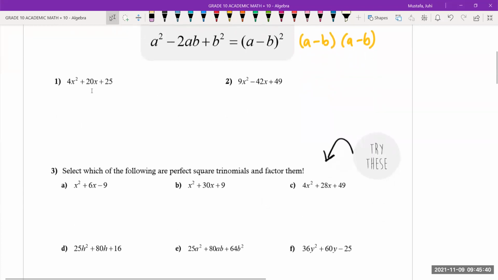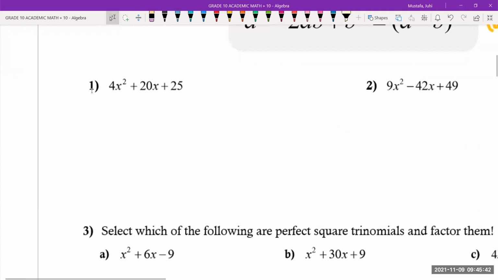They're called perfect square trinomials because you're going to notice that the first term is a perfect square and the last term is a perfect square. And what is a perfect square, by the way? A perfect square is a number where when you take the square root, you get a whole number. So the square root of 4 is 2, the square root of 9 is 3, the square root of 16 is 4. Those are all perfect squares.